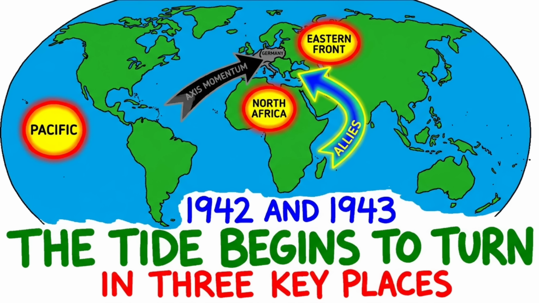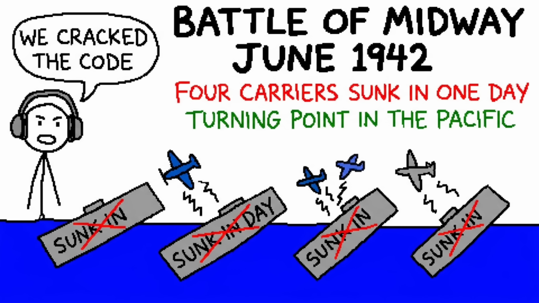1942 and 1943 are where the momentum of the war began to shift, in three key places. In the Pacific, the Battle of Midway in June 1942 was the turning point against Japan. American codebreakers had cracked Japanese naval codes and knew the attack was coming. The U.S. Navy ambushed the Japanese fleet and sank 4 Japanese aircraft carriers in a single day. Japan never fully recovered its naval supremacy.